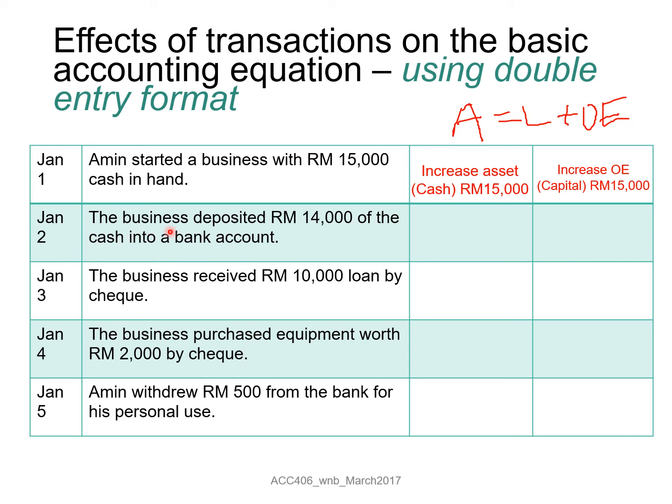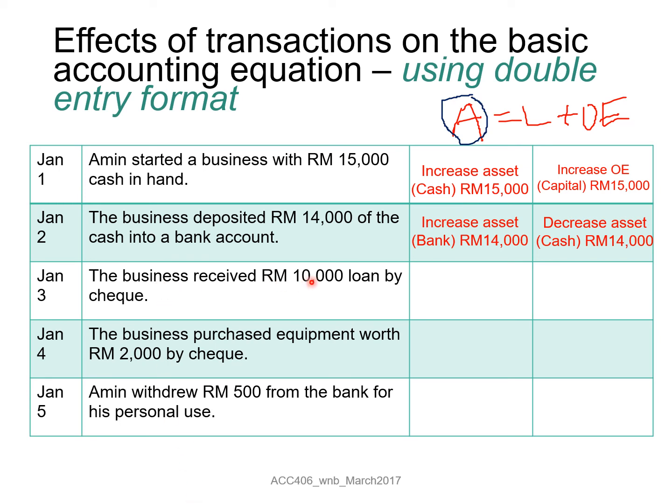Next adalah 2nd January, the business deposited 14,000 of the cash into the bank account. Okay. So, daripada kat sini, cash kan. Dia keluarkan cash tu 14,000, dia masuk dalam bank. So, dia akan impact kepada asset sahaja. So, what happened? Let's see. So, dia akan increase asset, which is the bank, sebanyak 14,000. Dan dia akan decrease asset, which is cash, sebanyak 14,000. So, yang terlibat hanyalah dekat kategori asset.